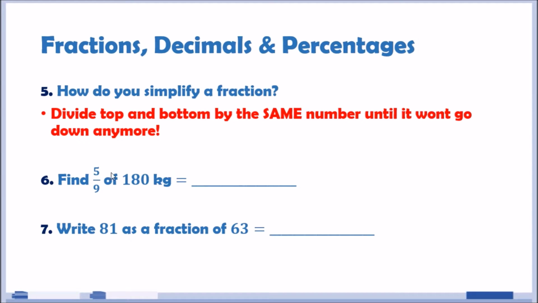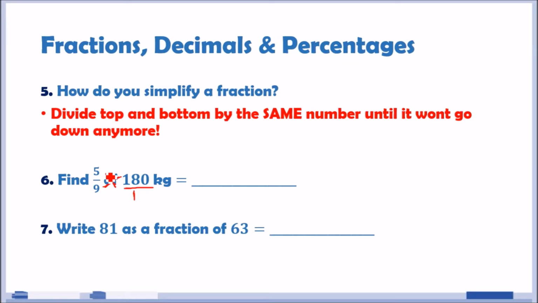Okay, so here we are, number 6. Let's find 5/9 of 180 kilograms. The way this works, we need to know what this definition means. Firstly, "of" literally means times. So 5/9 times 180, and whole numbers are always over 1. In the rules of multiplying, we can cross simplify diagonally to see if there are any numbers that go into one of them.